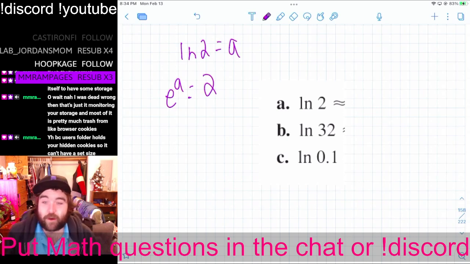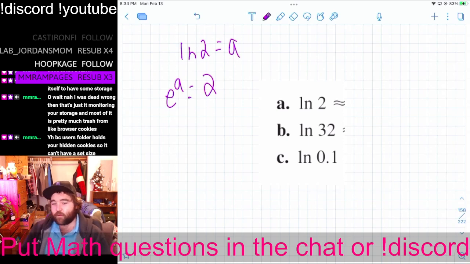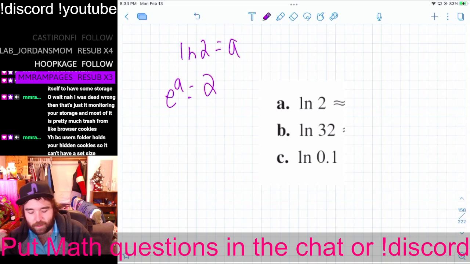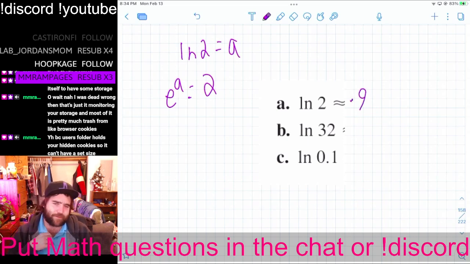Sorry, I thought my internet went out for a second. So anyway, e to what power equals 2? Well, remember what e is. e is kind of close to 2, right? It's just a little bigger than 2. 2.7. So if we want to raise it to some power to be 2, it's going to have to be like 0.9, right? I'd call it like 0.9.